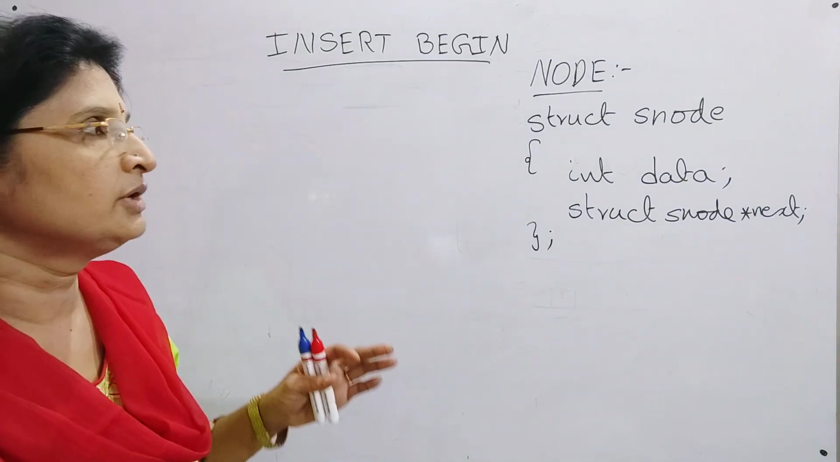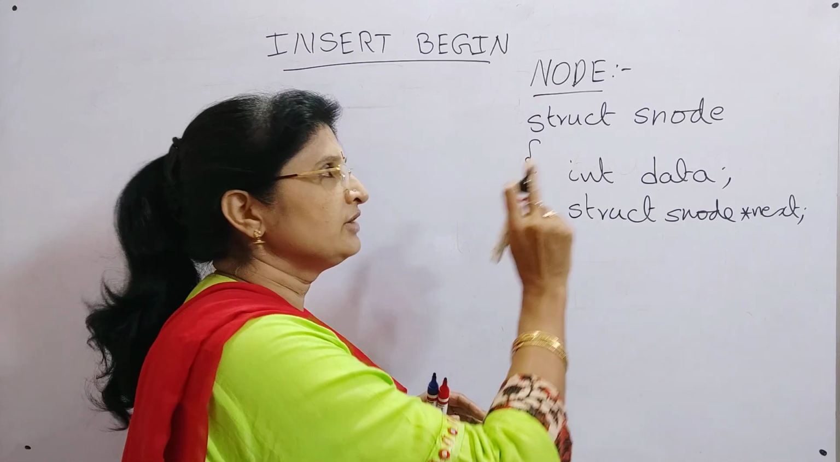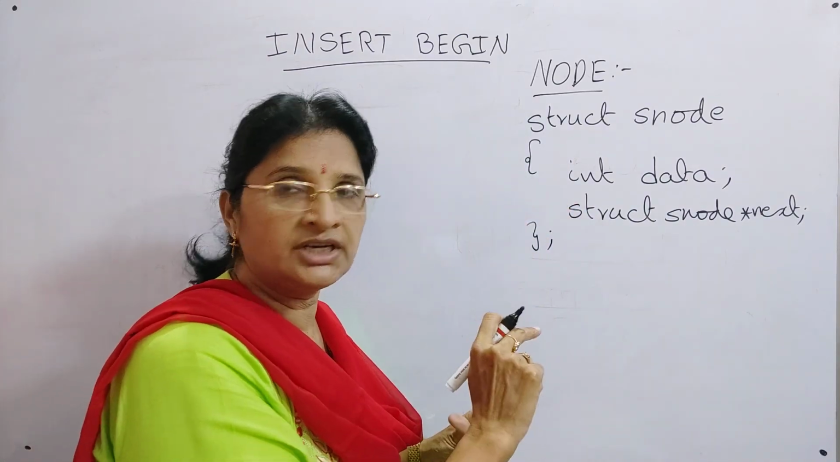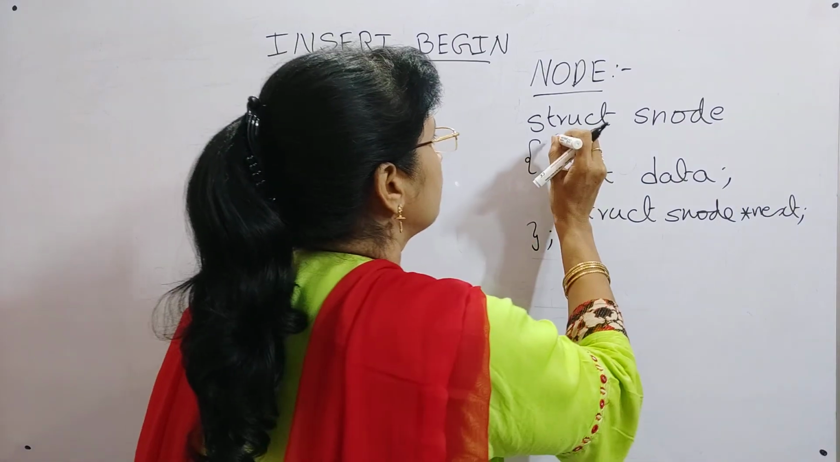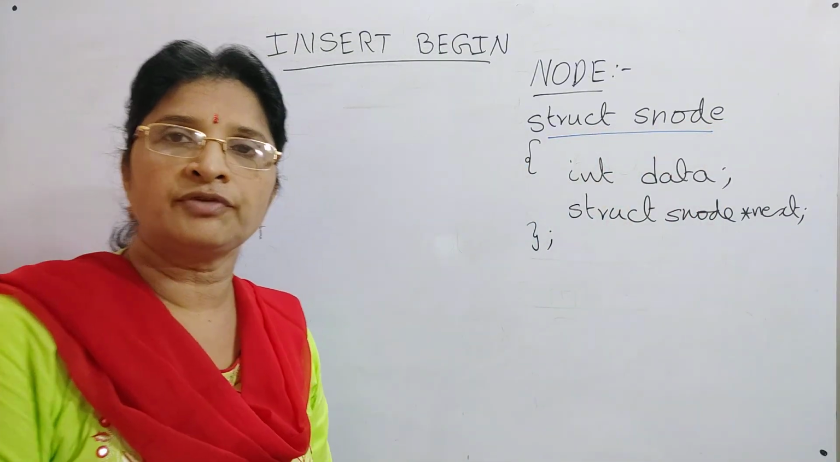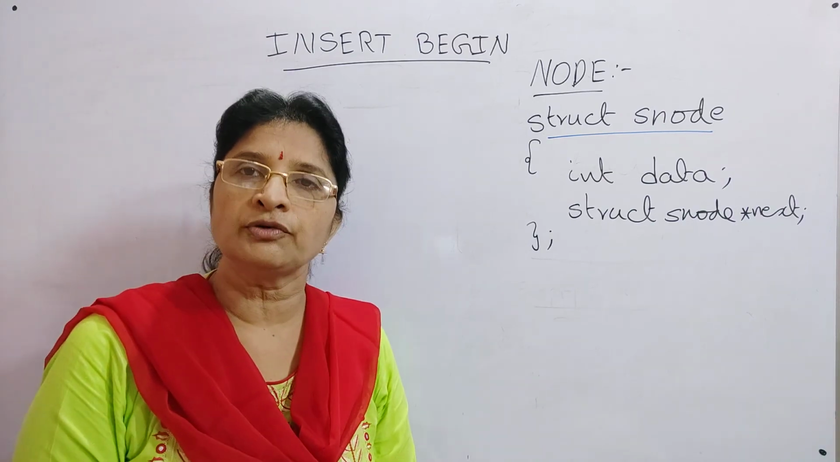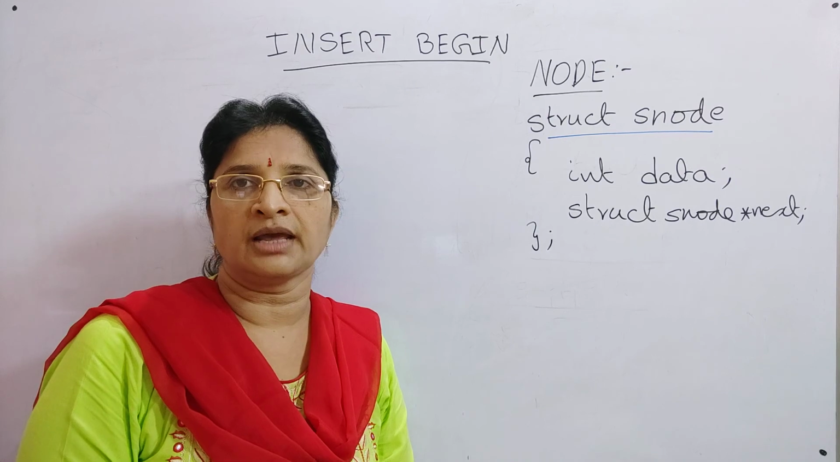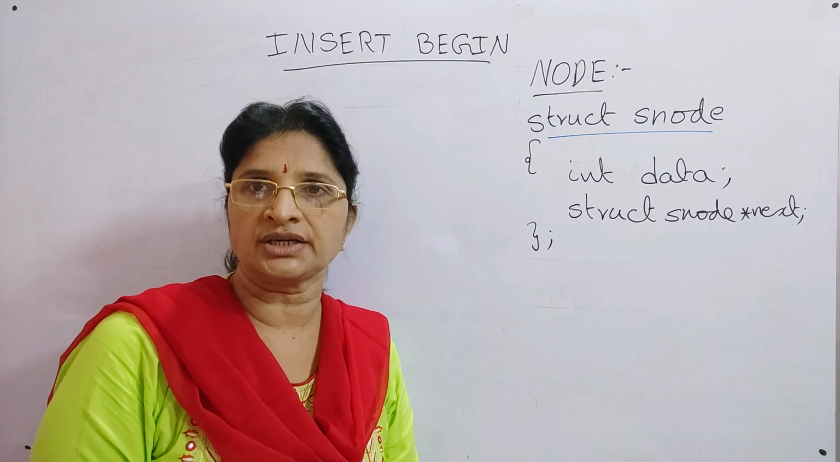So that means here we have defined a user-defined data type. What is that user-defined data type? Here the user-defined data type is struct s node. Whenever you want to declare variables or use this data type, every time you have to use struct s node.